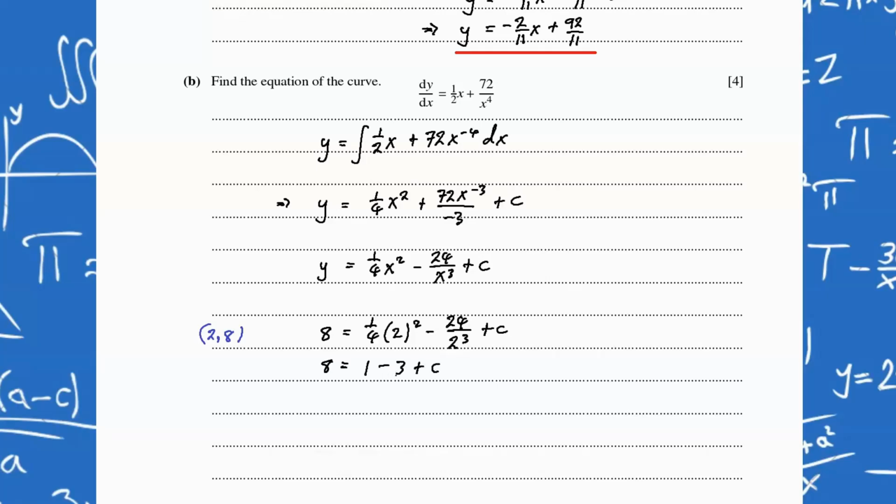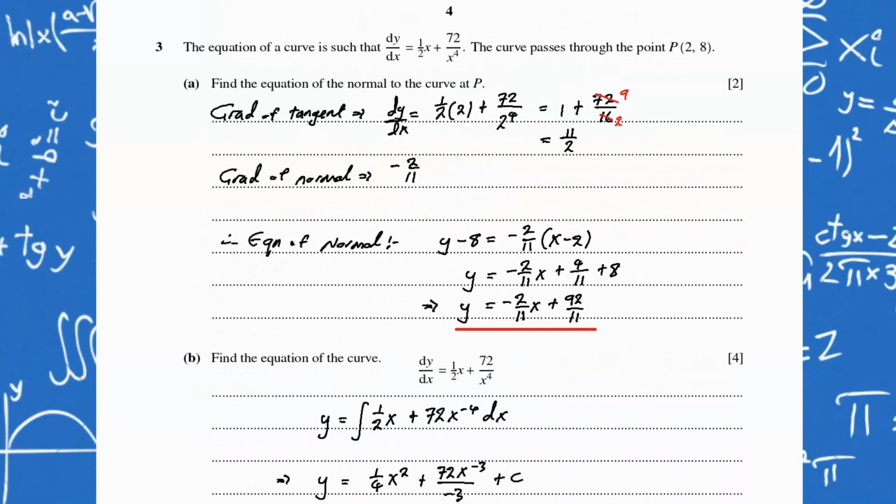So 1 minus 3 is minus 2, and if we cross it over, it becomes 10. So c is 10. Therefore, the equation of the curve should be y is equal to a quarter of x squared minus 24 over x cubed plus 10. So basically that's how we do it for this particular question, and that's how we do it.